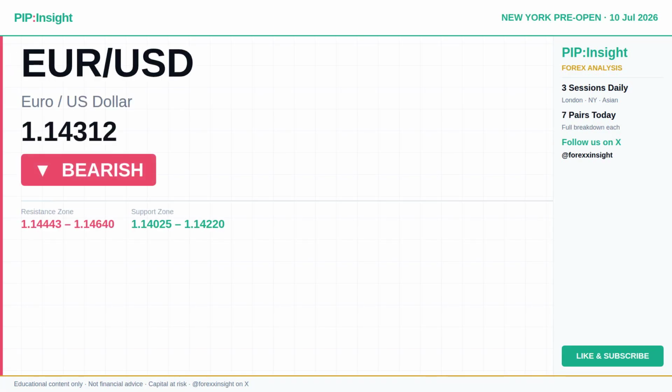Euro dollar. The chart is showing tentative bearish structure on this session. The 1-hour is also pointing lower. Resistance is marked between 1.1443 and 1.164. Support is marked between 1.1025 and 1.122. Here is the full chart breakdown.